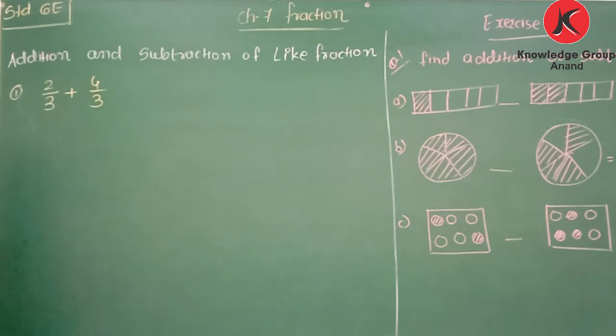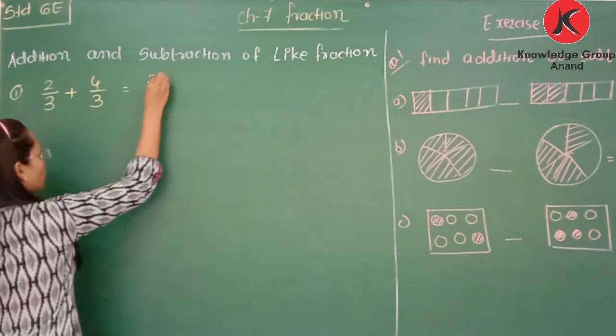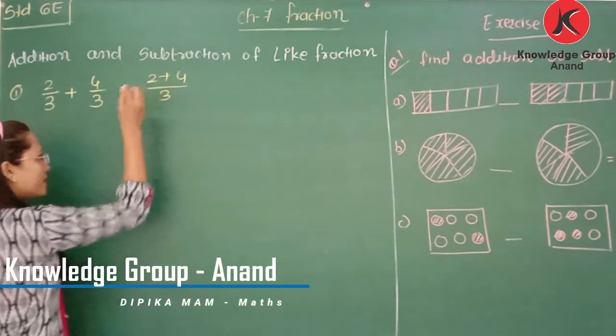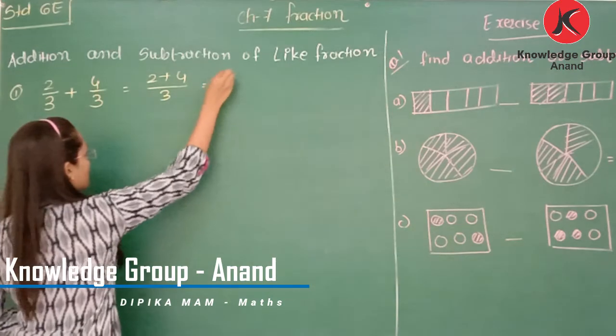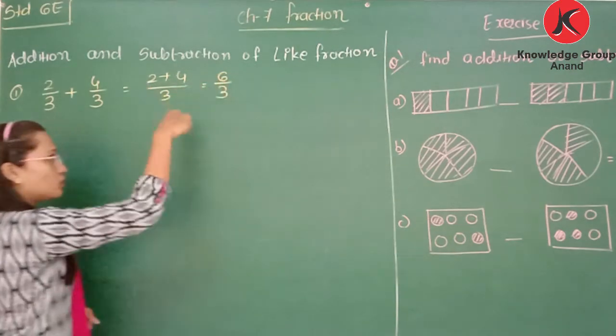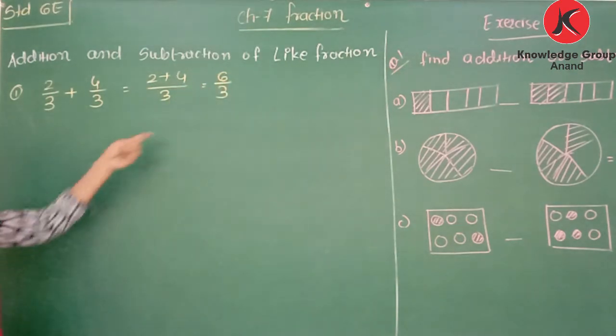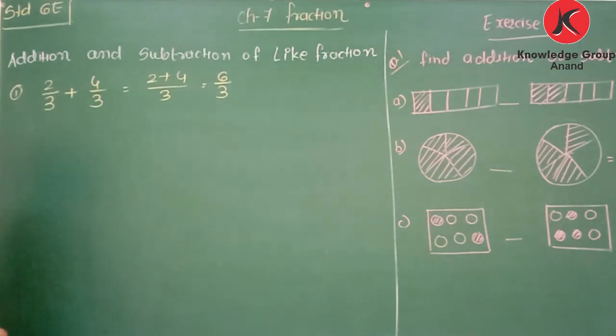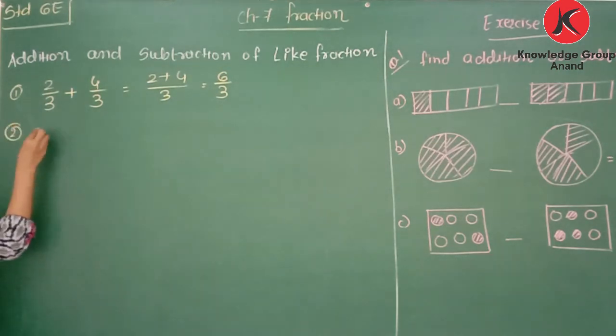So if the denominators are the same, you only need to add the numerators. 2 plus 4 divided by 3. So it is 6 by 3. You can also cut the common factor or you can leave it as it is. Now let's take one more example.